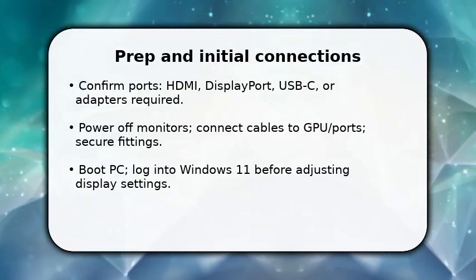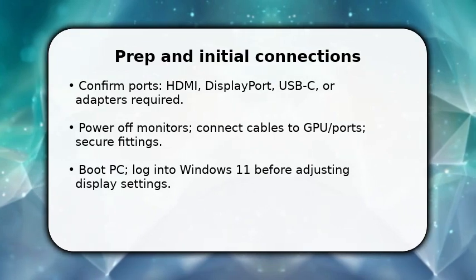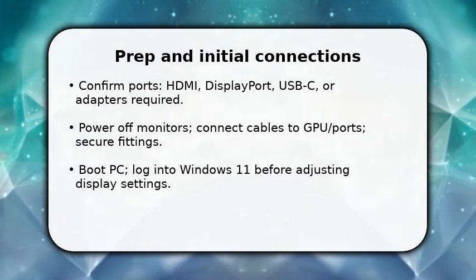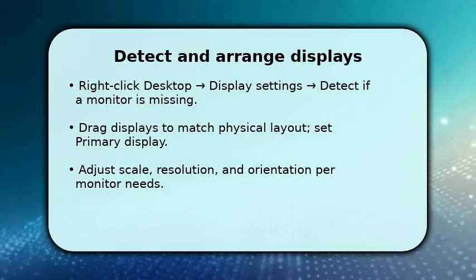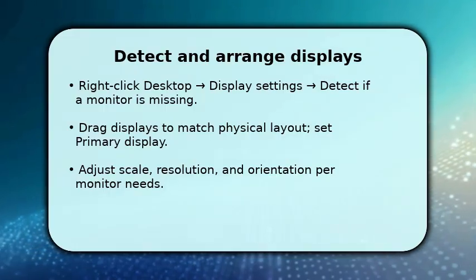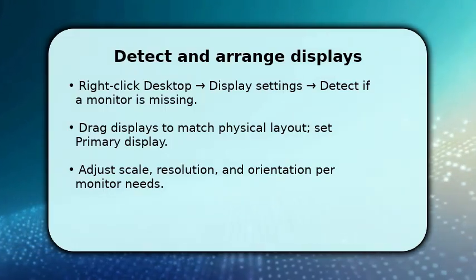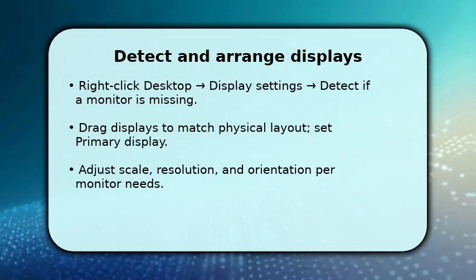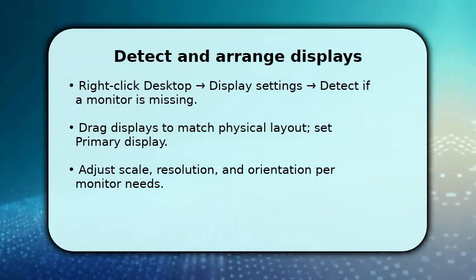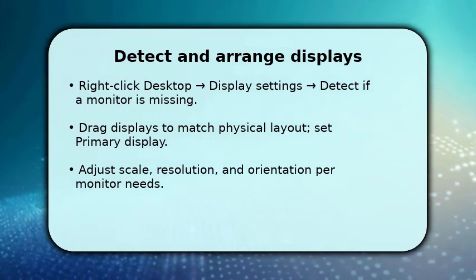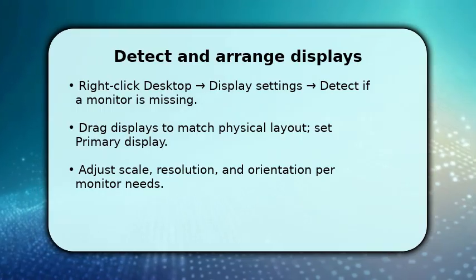Make sure power and input sources on each monitor match the cable you used. You open Settings, right arrow System, right arrow Display to let Windows enumerate screens. Click Detect if one is missing. Once both appear, drag the numbered rectangles so they mirror your physical layout. This prevents the mouse from jumping unexpectedly.